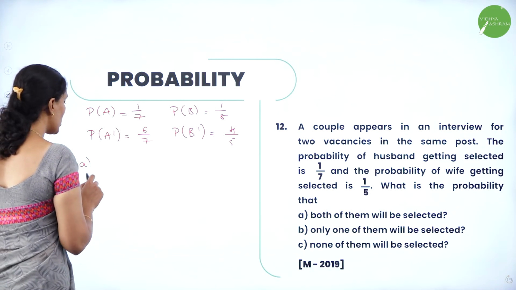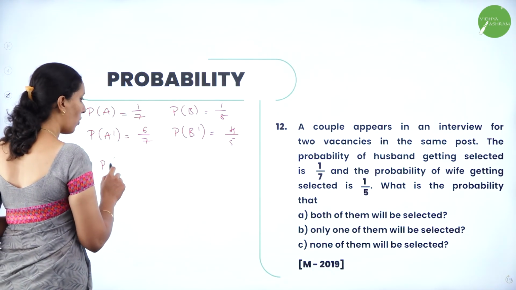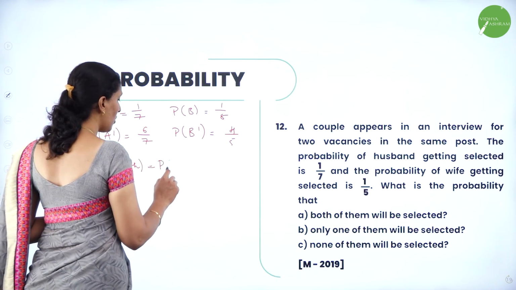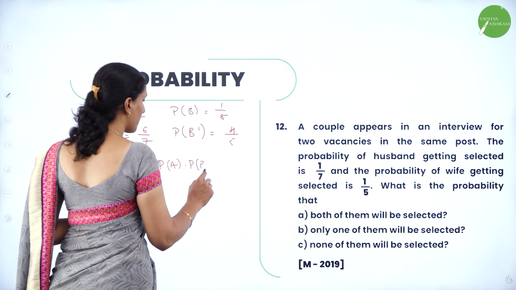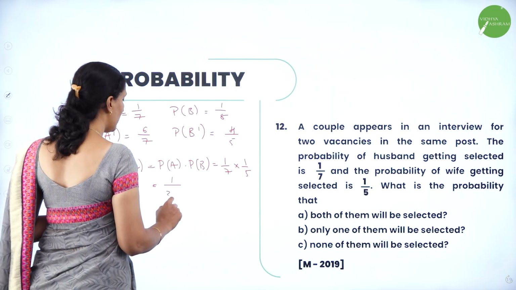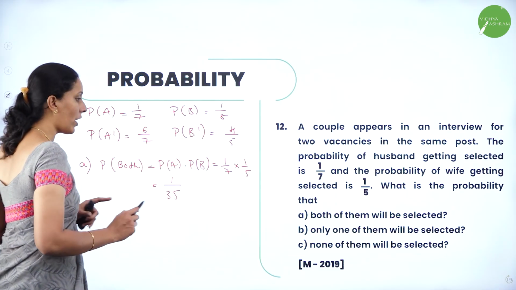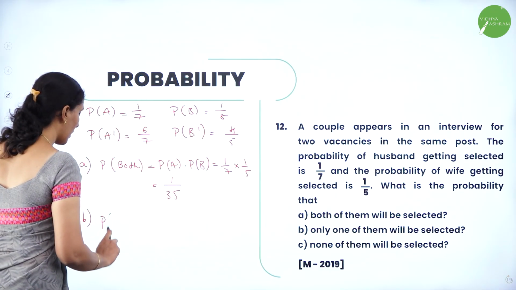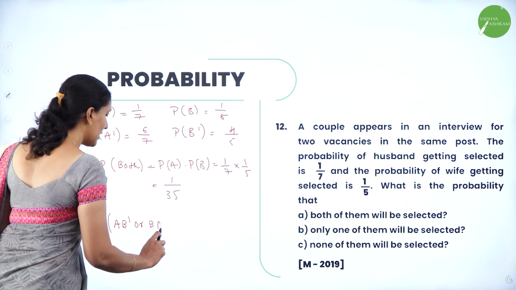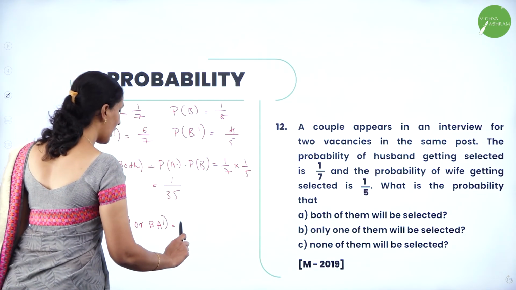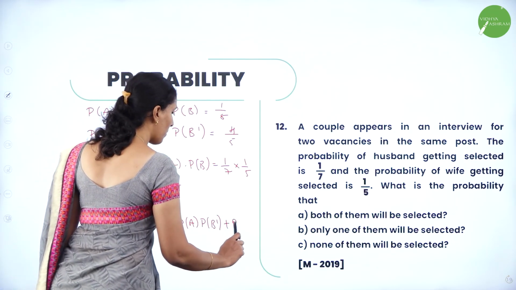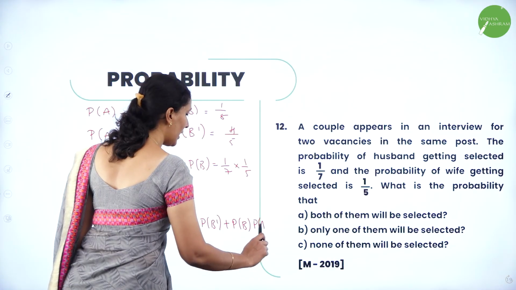My first question asks for the probability that both are getting selected. Both getting selected means P of A into P of B. That is 1/7 into 1/5, which is equal to 1/35. The second question is any one of them is selected. That is, if the husband gets selected, the wife is not selected, or if the wife gets selected, then the husband is not selected. So we take probability of A, probability of B dash, plus probability of B, probability of A dash.